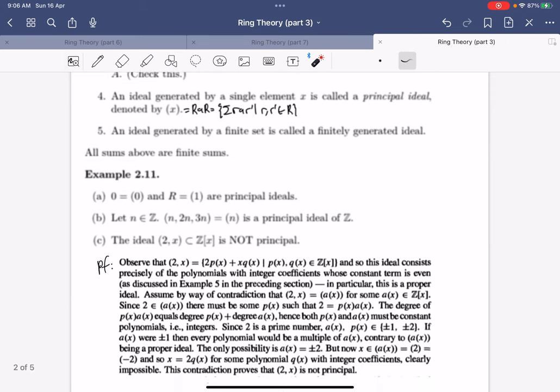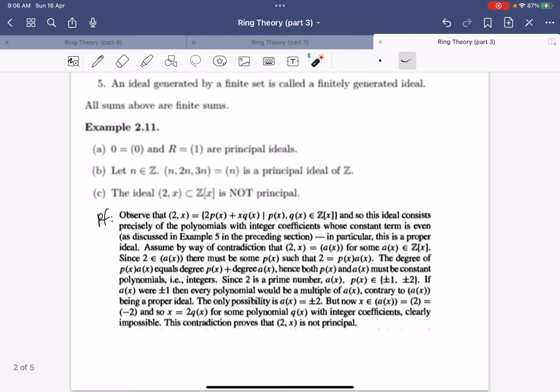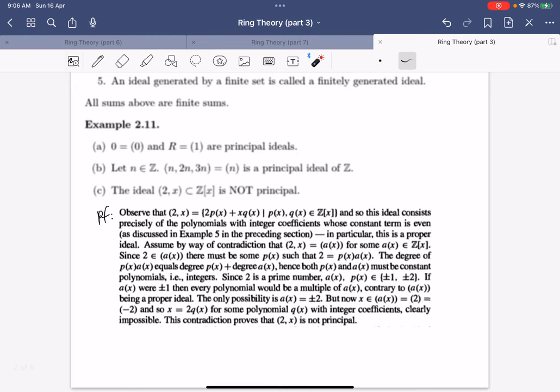So some examples: the zero ring is generated by just one element 0, and R is generated by 1. So these are principal ideals. And we can check that the ideal generated by n is a principal ideal of Z. But you can also see that there are ideals that are not principal. For example, the ideal generated by 2 and x. So this set 2 and x, the ideal generated by them is not principal.